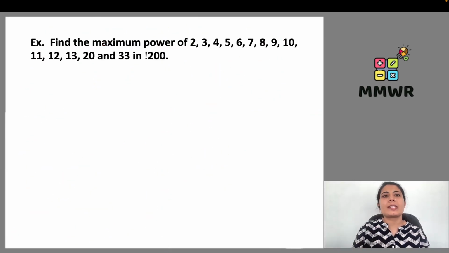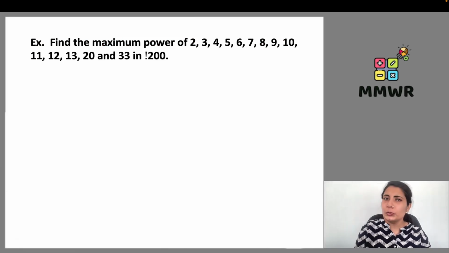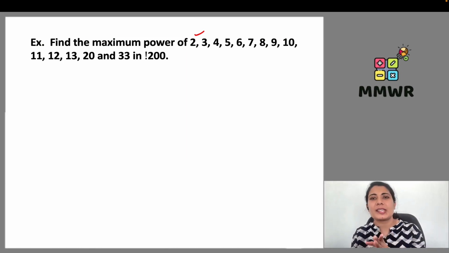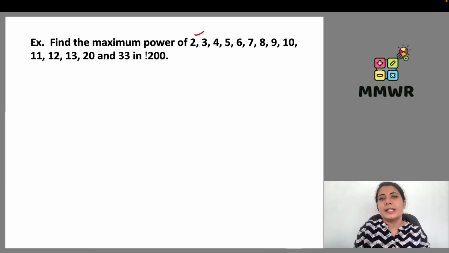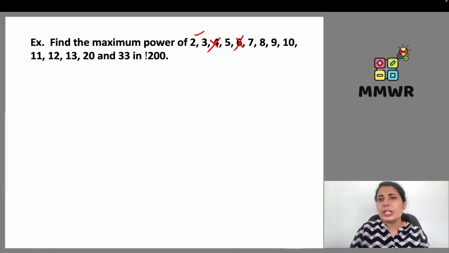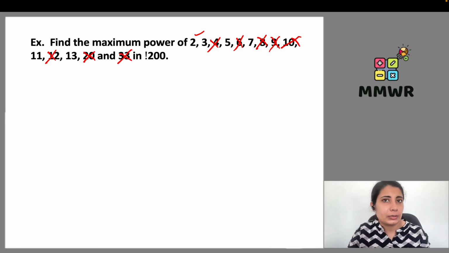Now let's look at the next example. We have to find the maximum power of 2. हमको 2 की भी maximum power निकालना है, 3 की भी, 4 की भी, 5 की भी, 6 की भी, 7, 8, 9, 10. अभी इनकी तो निकल नहीं सकती, right? That is why for confusion only I wrote this. What should be the maximum power of 2, 3, 5, 7, 8, 9, 10? जो भी नंबर लिखे हमको इसमें से सारे कॉम्पोजिट नंबर को एलिमिनेट कर देना है. We only have to be focused on the prime numbers, right?